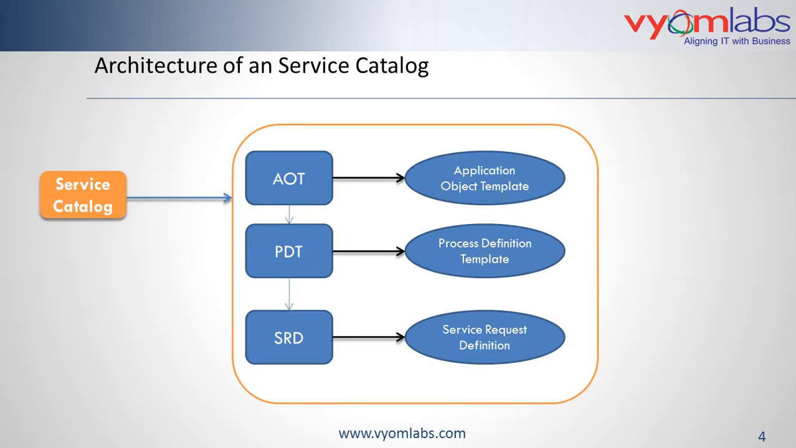Now we will see the architecture of a service catalog. This is how a service catalog looks like. A service catalog which is published to the end users internally has three components.